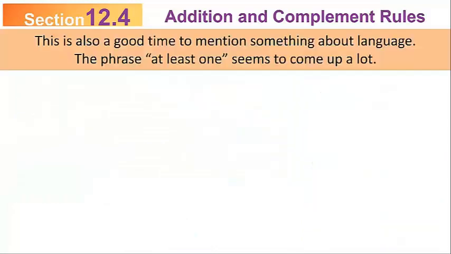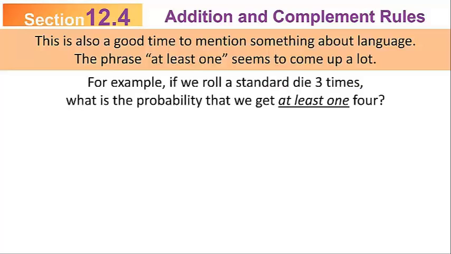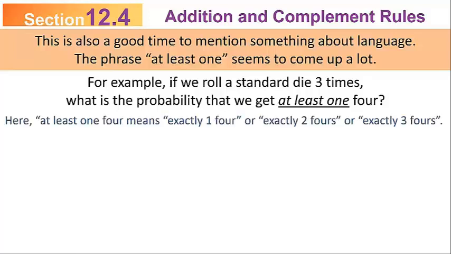I want to talk a little bit about the English language as it relates to this. It turns out that when we're doing probabilities, we tend to come to these problems where we're asked to find the probability of at least one something. And I want to talk a little bit about that in particular so that when you see it, it won't be confusing. For example, if I roll a standard die 3 times, what's the probability we get at least 1 4? You see that at least 1 quite often. At least 1 4. Well, think about it.